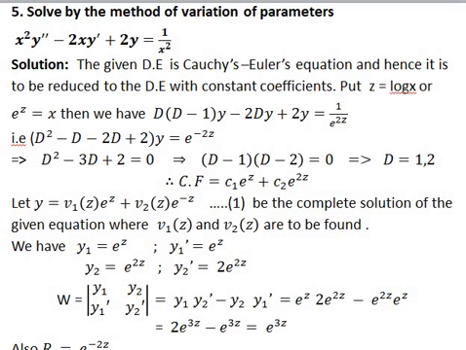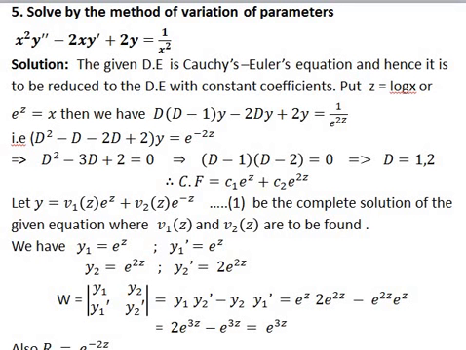x square y double dash means D into D minus 1 into y, minus 2 into x y dash is D into y, plus 2y is equal to 1 divided by... that is, x is e power z, then x square is e to the power of 2z. By multiplying, D square minus D minus 2D plus 2 into y is equal to e to the power of minus 2z, that implies D square minus 3D plus 2 equal to 0. That implies after factorization (D minus 1)(D minus 2) equal to 0, that implies D is equal to 1, D is equal to 2.